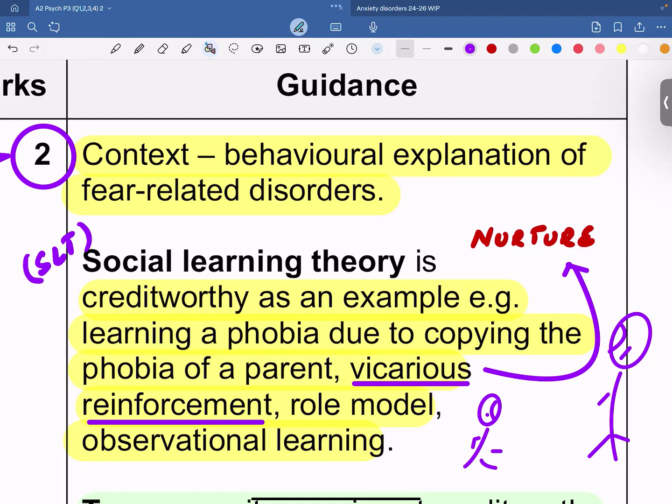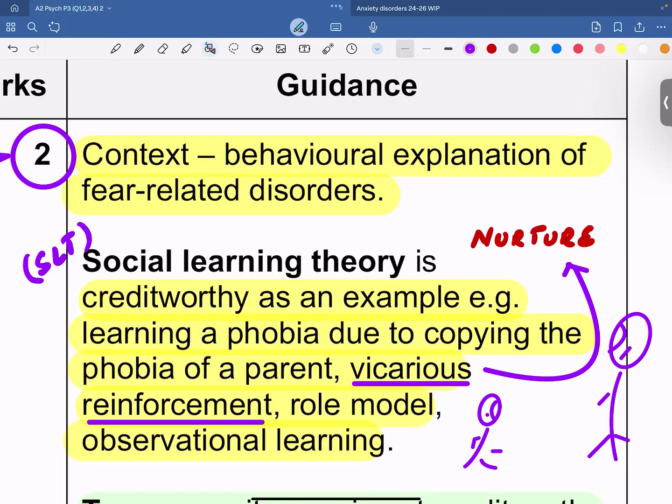This particular explanation emphasizes nurture because it shows that fears are acquired from the environment rather than being innate or natural. This explanation suggests that phobias are influenced by social interactions and by our experiences, such as observing fearful reactions through role models, and not just biological predisposition.